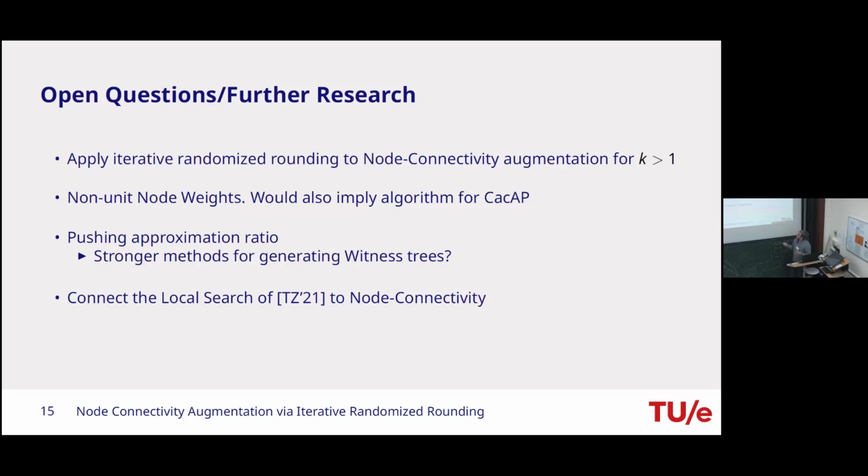And maybe see about trying to extend this to non-unit node-weighted problems, since this would also give an algorithm for Cactus augmentation, since they both have the same kind of reduction. And one way to potentially push this analysis further would be to find a better way to pick out witness trees. And so that would be of interest. Lastly, I think it could be interesting to see applying any of the results from Vera and Rico recently on node connectivity to see what comes of that.